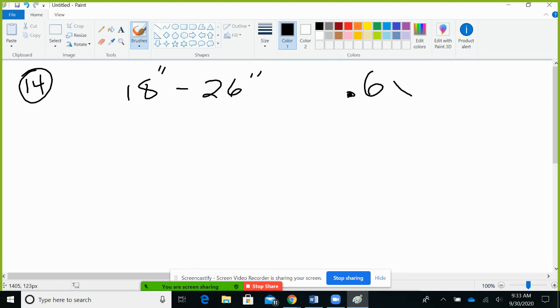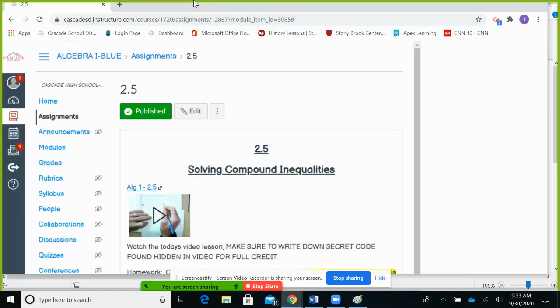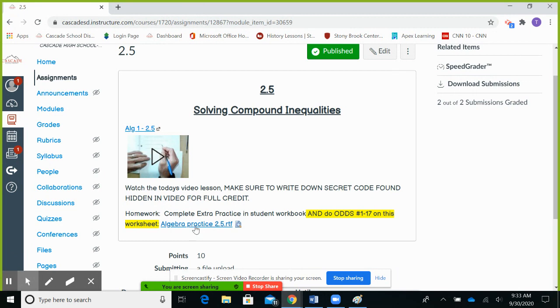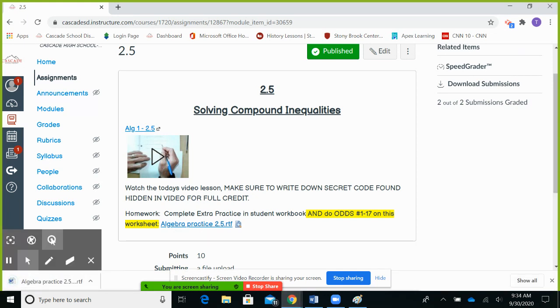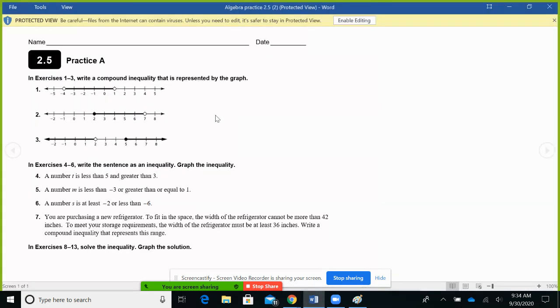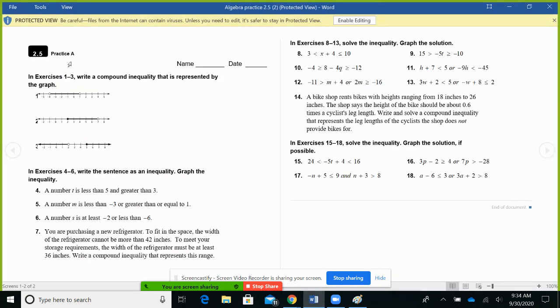Yeah, Cody. So it's not in the book. If you go to the module, you have the bookwork that you have to do, and then right here you have the practice sheet. If I click on the practice sheet, I'll get a download right here. And if I click on that download, I get this sheet right here, 2.5 practice A.